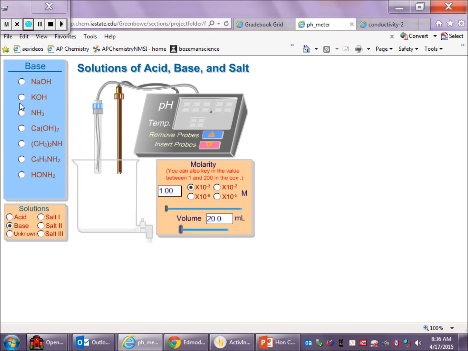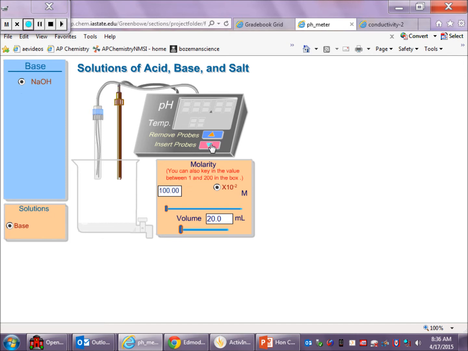Now I'm going to check the pH of sodium hydroxide, and I will check the exact same concentration as for the acid. So I will check 1 molar sodium hydroxide. Insert the pH probe and check the pH. I see it is 14. Remove the probe. I will dilute it to 0.1 molar and check the pH. And I see it is 13.